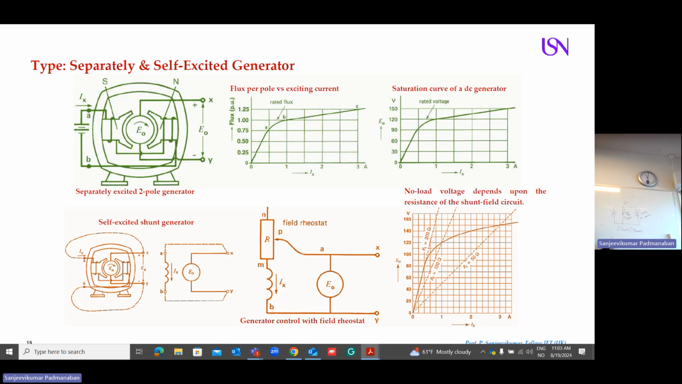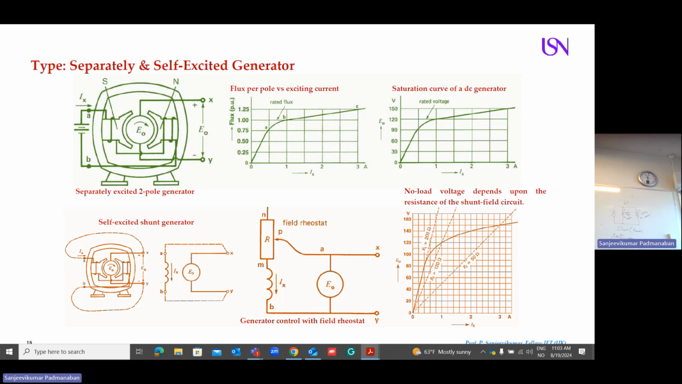Then we have series. What is the meaning of series? I have a DC power supply. I have this field winding, F. Then I connect it in series with my armature winding. This is called a series DC motor. That's it. Clearly, with two windings, I explained. Two sets of inductors. If I put them in parallel, they are called shunt. If I put them in series, they are called series.